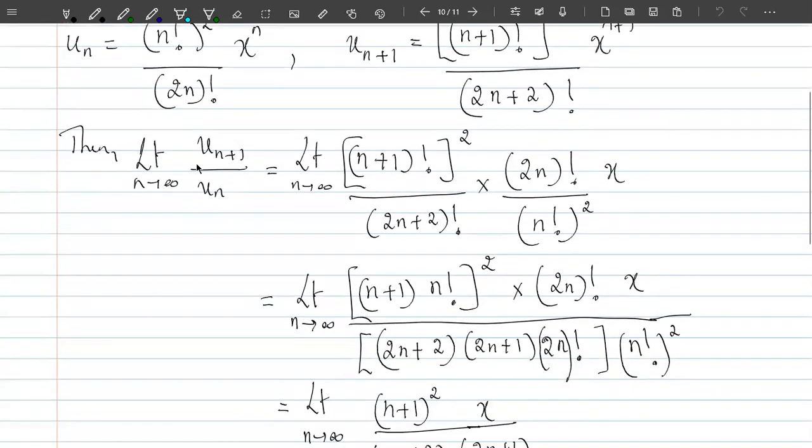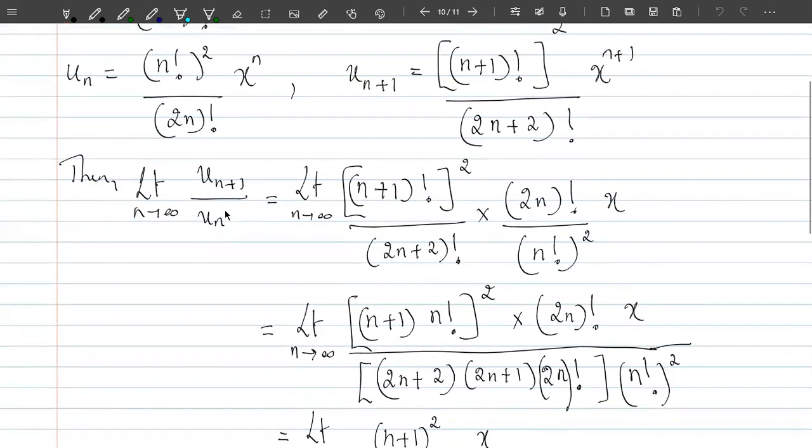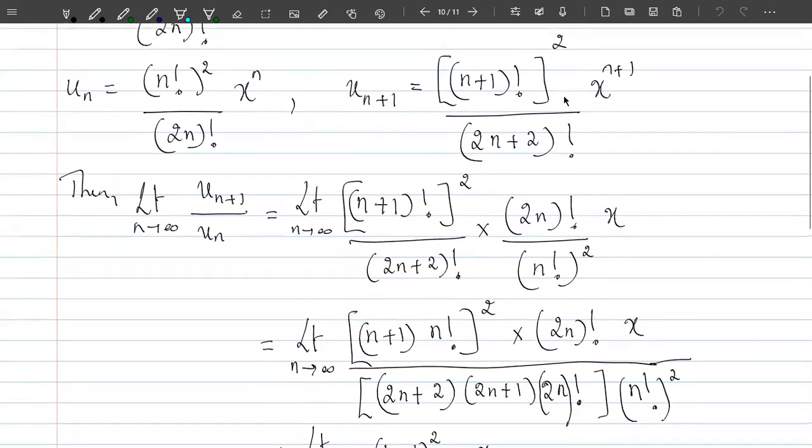So now let's calculate the value of the limit n tending to infinity of u_(n+1) by u_n. So now here you have (n plus 1) whole factorial divided by (2n plus 2) whole factorial. This term changes to (2n) factorial by (n factorial) whole square. x power n plus 1 is being divided by x power n, so what remains is x here.